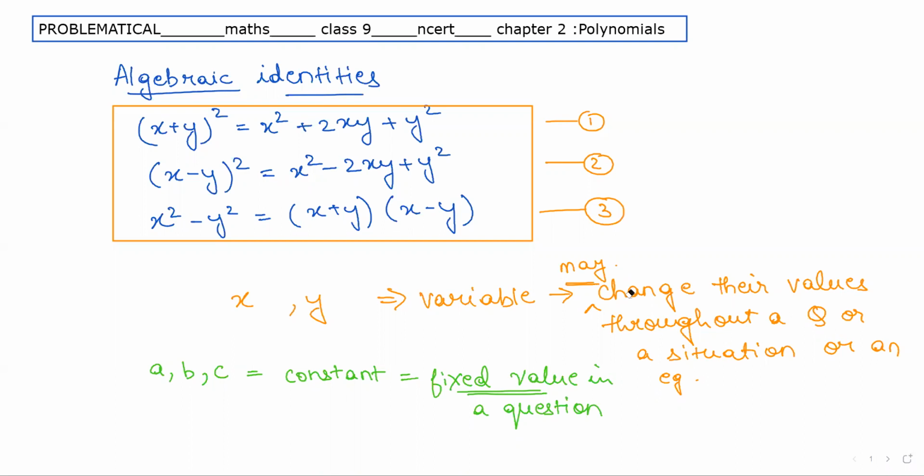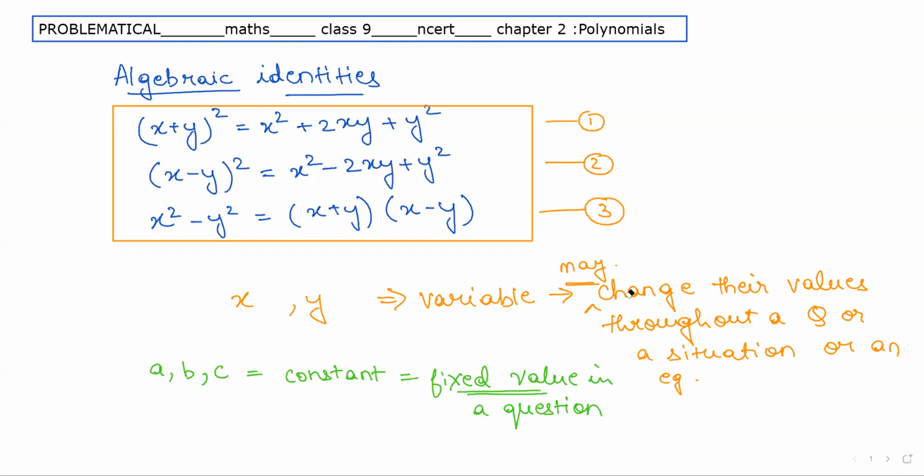Today we'll start with our second chapter, Polynomials, from Class 9 Maths NCERT. Now, polynomials. What are polynomials? Before answering this question, we will first revise something that we studied in 8th standard, like algebraic identities.